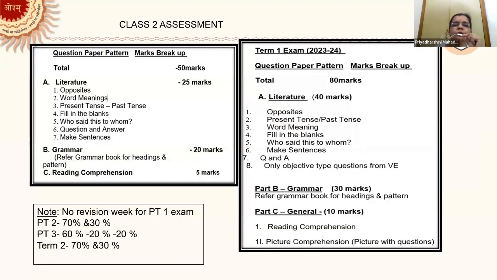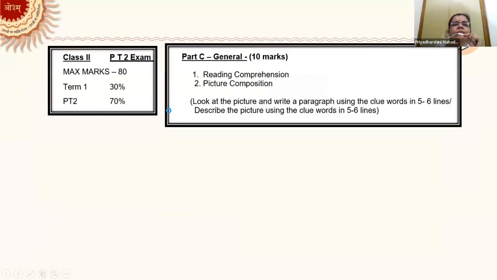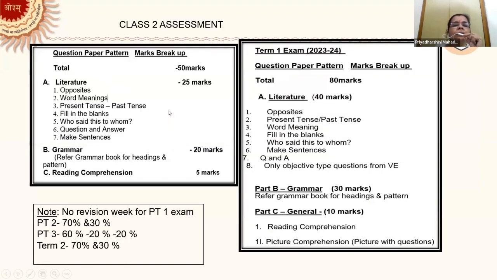When it comes to class 2 level, see the question paper pattern for PT1. It is for a total of 50 marks. In the same way, literature is 25 marks. And this is the pattern of classwork notes that we give. Opposites we give them at class 2 level. In class 2 we give the meanings also. In class 1 we don't give them meanings, but in class 2 we insist, we ask them to learn the meanings.